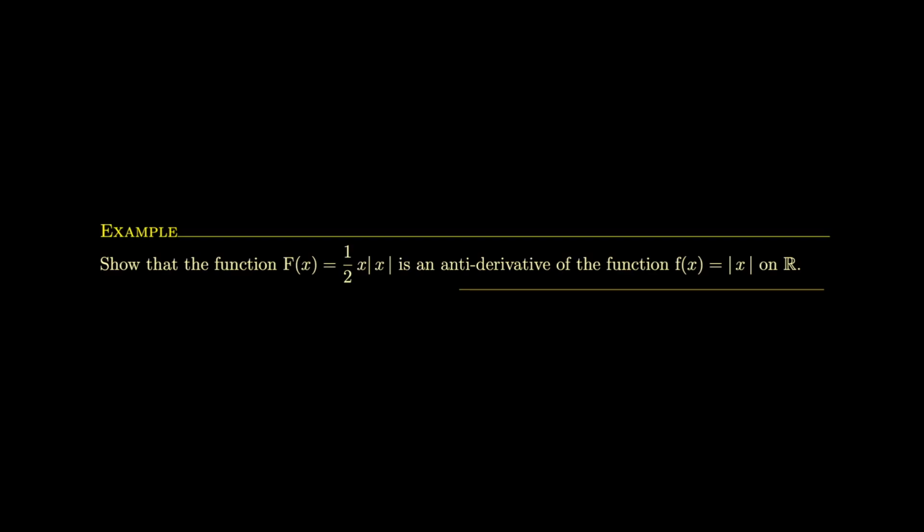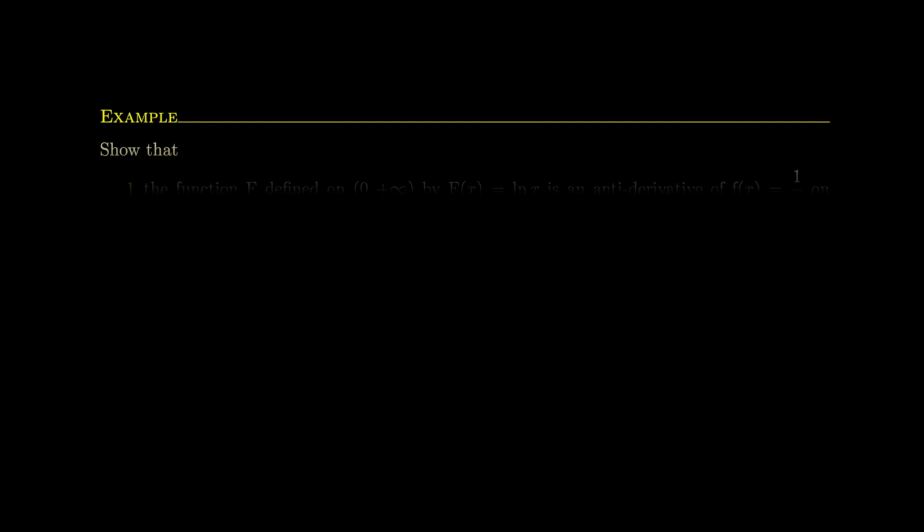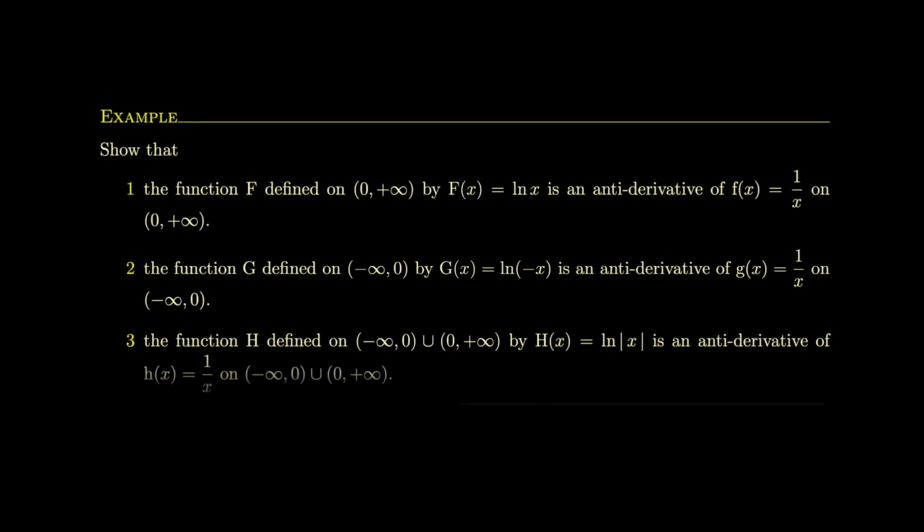Okay, now let us go to the next example, which is the final example for today's lesson. We want to show that the function capital F defined on this open interval by the rule ln of x is an antiderivative of little f of x equals 1 over x on the same interval.